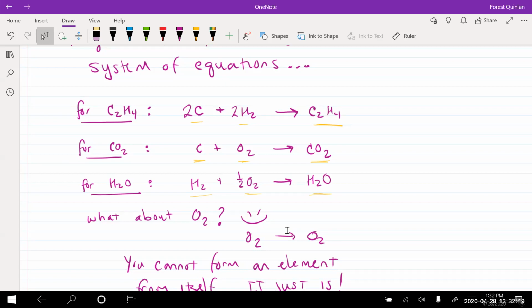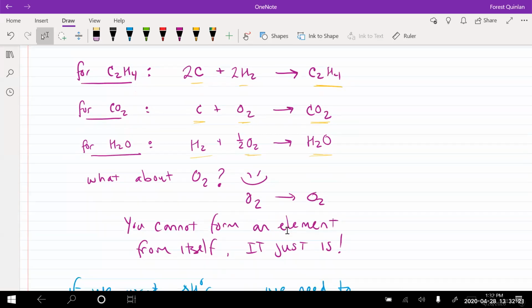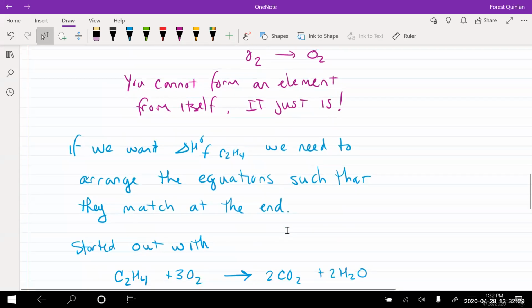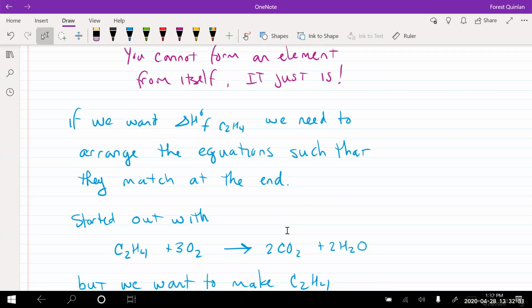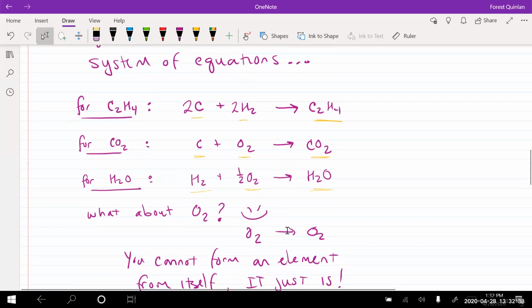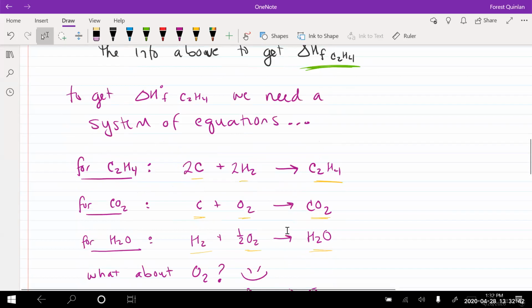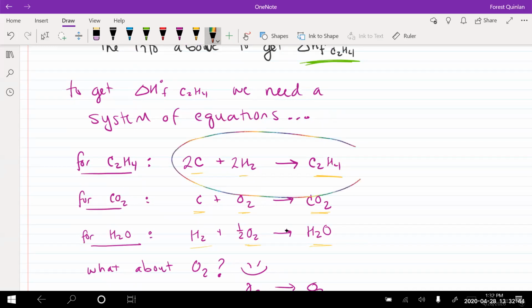And we wrote down those equations, and we said, look, there's no way of dealing with oxygen because how do you form an element from itself? It makes no sense. So there really isn't an equation there. It just is. Now, if we wanted that delta H naught formation, we just have to arrange these three, plus the original, such that we can isolate the one we want, which is this guy.